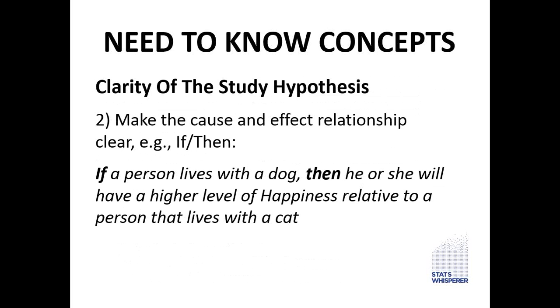Right? So make the cause and effect relationship clear. You could consider using the if-then format, right? If a person lives with a dog, then he or she will have a higher level of happiness relative to a person that lives with a cat, right? So you don't need this format, but having the cause and effect relationship established is very important.